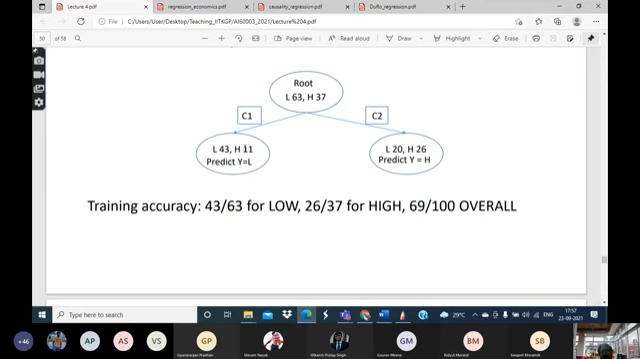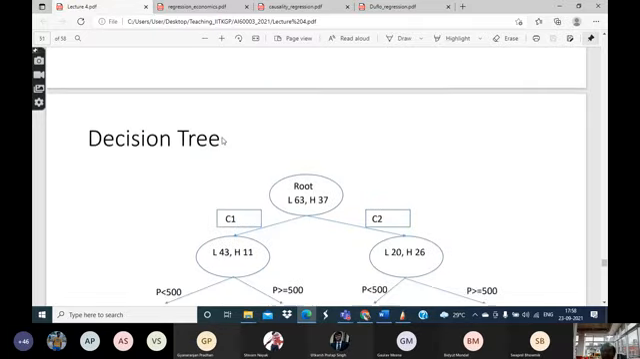These 11 have high ratings, but because they belong to company C1, I have predicted low ratings for them. So these 11 are misclassified. These 20 have got low ratings, but because they belong to company C2, I have given them high ratings. So they are also misclassified. So 69 are correctly classified, 31 are misclassified. This is the decision stump algorithm.